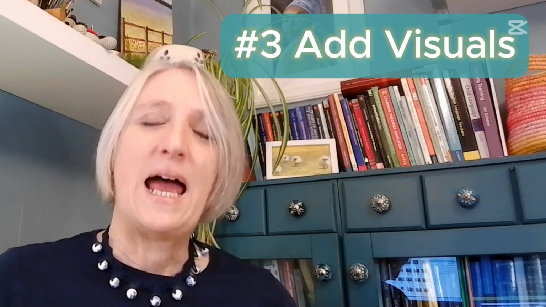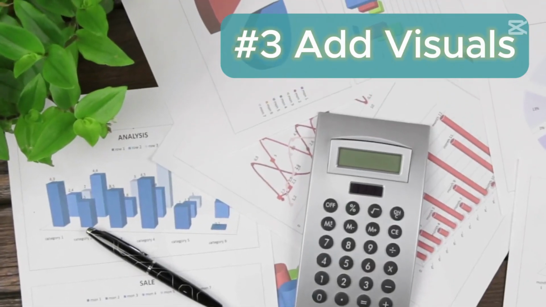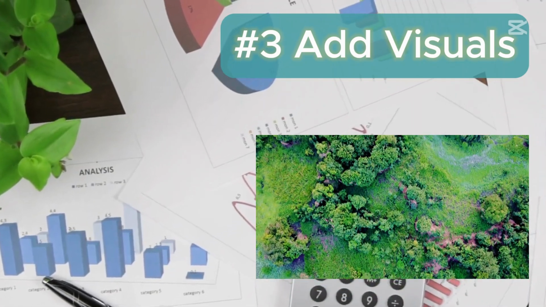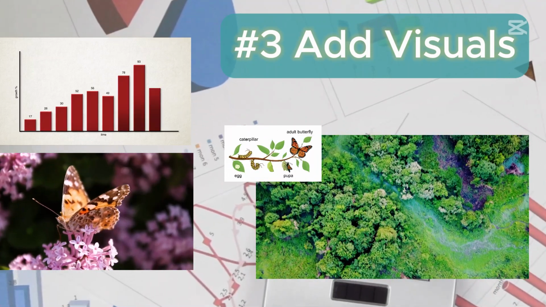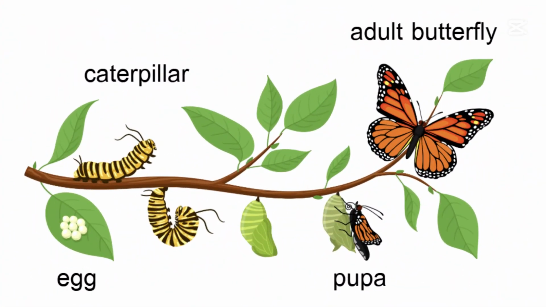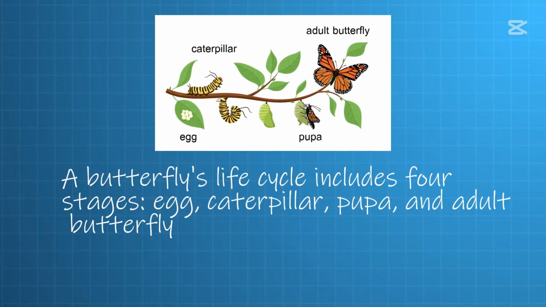Number 3. Add visuals. Adding visuals helps explain concepts. This is especially true for EAL learners. So much more can be conveyed with a picture or image, a graph or a piece of realia. If we use the life cycle of a butterfly as an example, the text might be, a butterfly's life cycle includes 4 stages, egg, caterpillar, pupa, and adult butterfly. But adding a labelled diagram showing each stage with clear illustrations makes the whole sentence easier to understand.